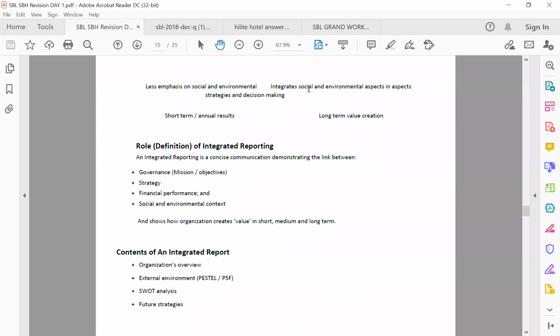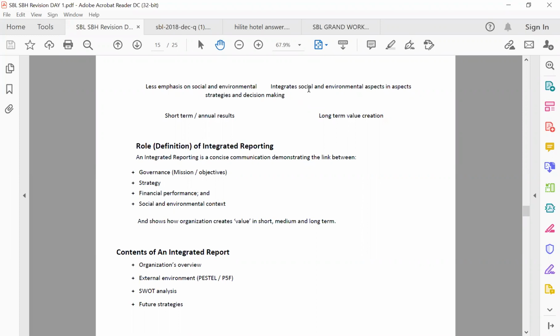So, what are the contents of an integrated report? Sir, can you please identify the content of a financial report so that we can move forward with the content of the integrated report. So, the content of financial report is the five components. Basically, there are five components in a financial statement. The statement of financial position, income statement, statement of cash flows, notes to the accounts, and statement of changes in equity. These are the five basic components of financial statement.